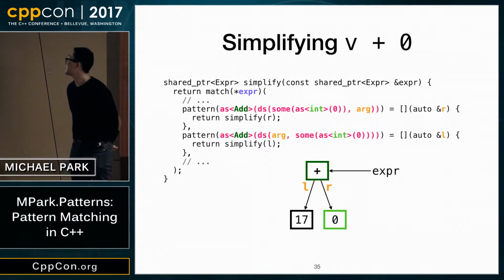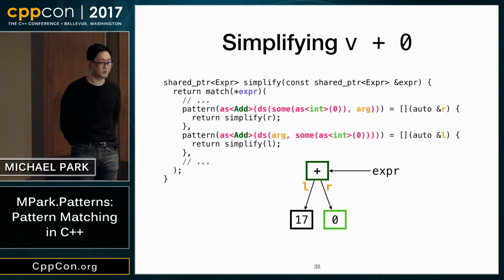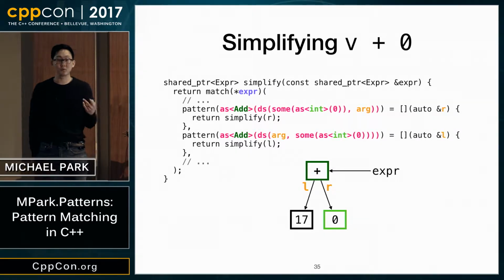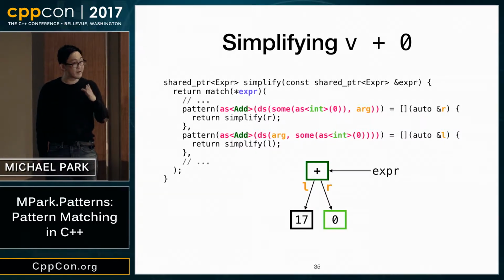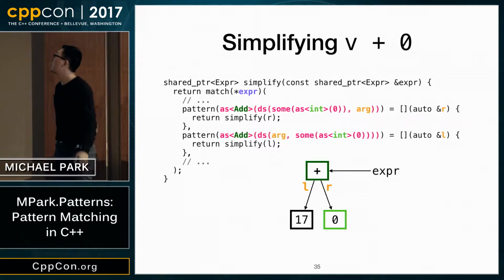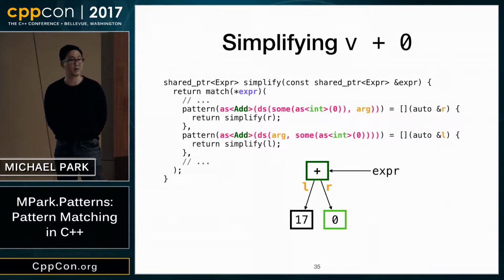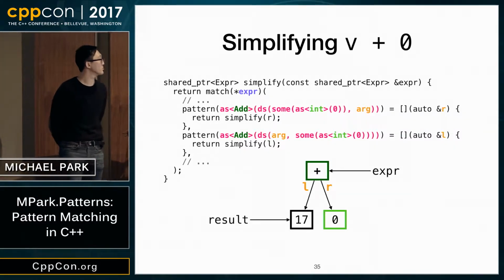Here's plus 0. Now we have two cases. We're going to match 0 plus anything, and anything plus 0. So we have the as pattern again, match the add. We're going to destructure that add, which has two components. On the left-hand side, we're going to say if that thing actually holds a 0, so we match an int, and also check that the value is 0. On the right-hand side, we don't care, and then we're going to throw out the 0 and simplify the other side. So in this case, we have expr left and right, and our result is going to be just 17.